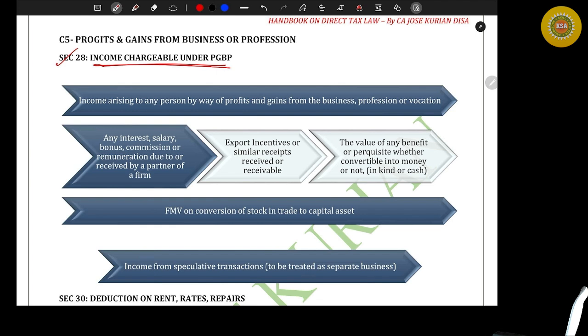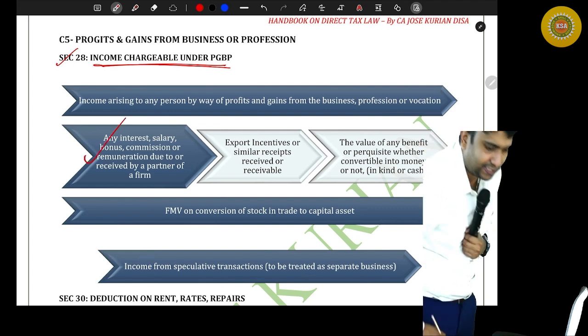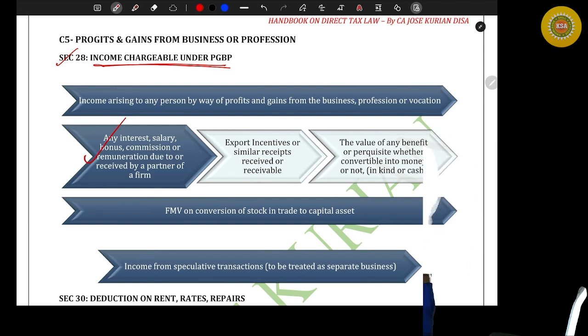And I have selected a few items. Number one, any interest, salary, bonus, commission or remuneration due to or received by a partner of a partnership firm. Listen, I'm a partner of a partnership firm. I'm getting interest on capital. Or I'm getting remuneration. Say I'm a working partner, I'm getting remuneration. You tell me, is that remuneration taxable under salary? No, that remuneration is not taxable under salary.